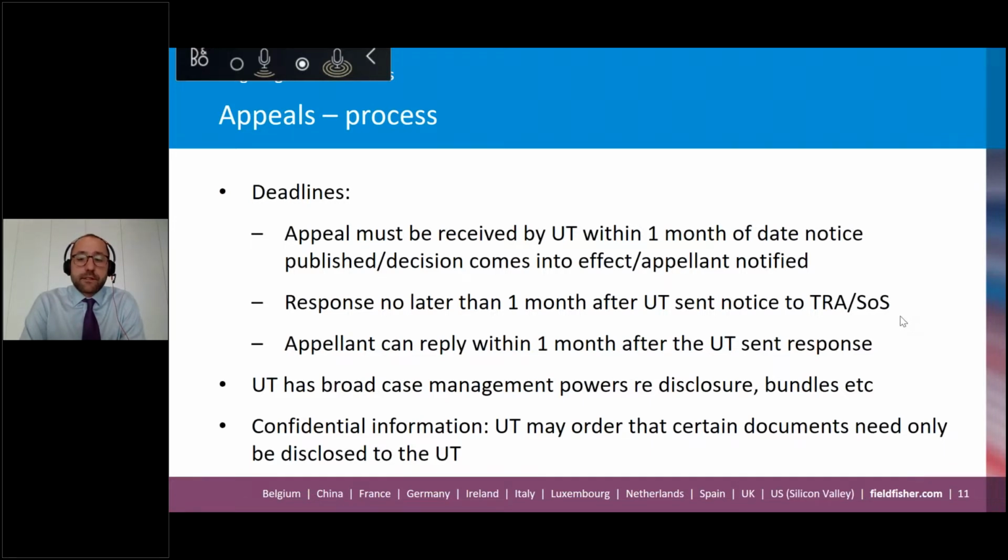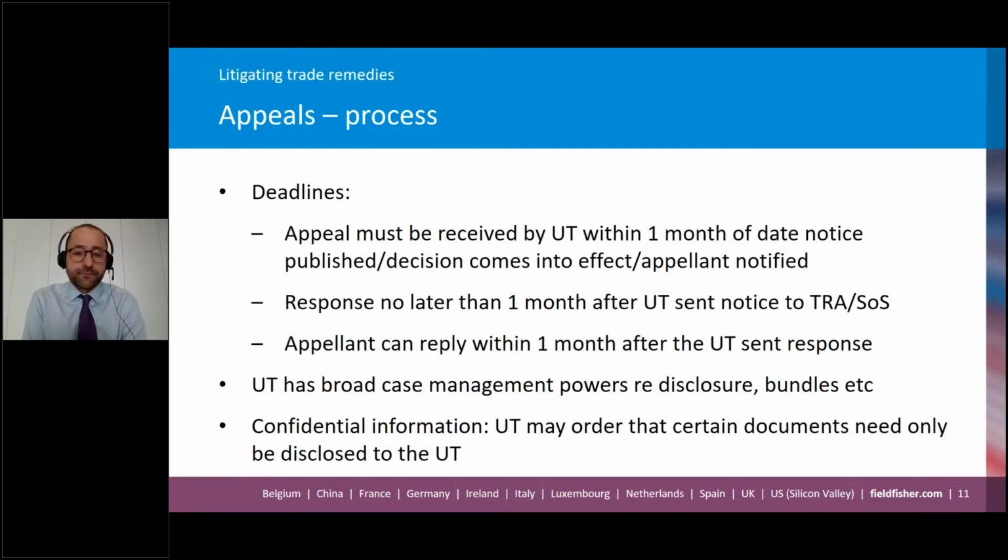The appeals process. Now, this is defined by the Upper Tribunal rules. Just to note, the deadlines are quite tight. An appeal must be received by the Upper Tribunal within 1 month of the date of the decision. It's the later of the date that the decision was published, or that the decision comes into effect, or if the decision isn't published, the date that the appellant is notified. But in essence, you have 1 month from the decision.